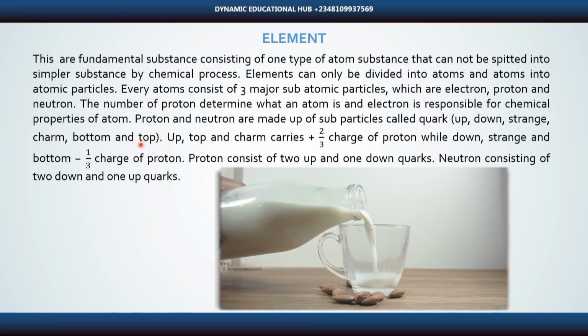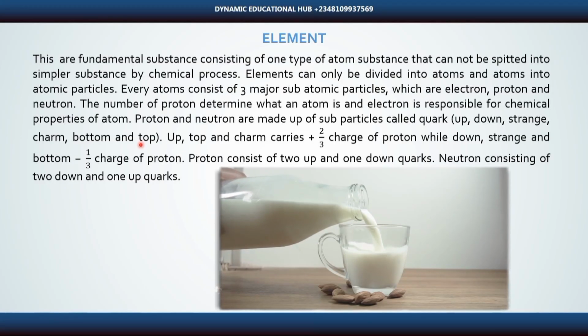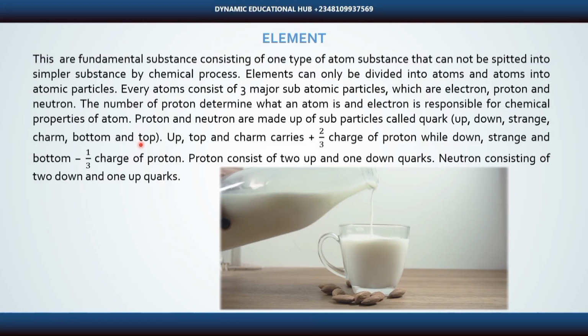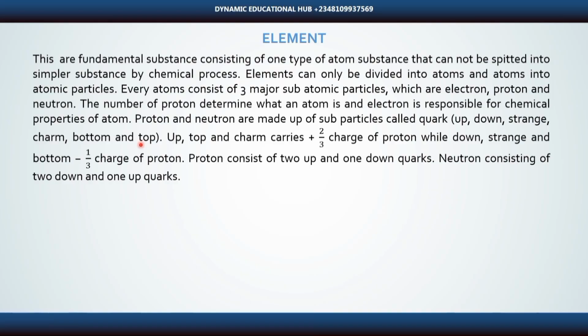So when you see a substance, either solid, liquid, or gas, it is going to have elements. Now, the fundamental substance present in that material or that object is known as an element. Elements cannot be split into any other substance by chemical process. So when you want to break down elements, you are going to get atoms of that element.